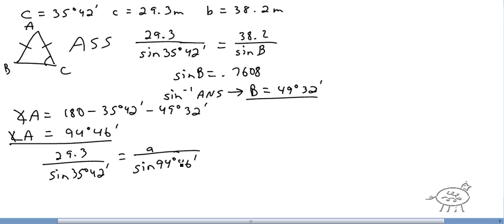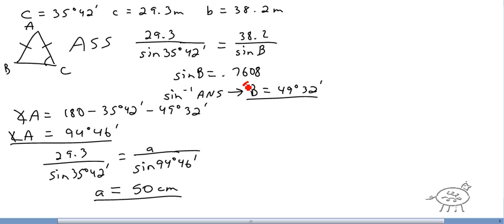Okay, so if I cross multiply and divide, I wind up getting A is equal to 50 centimeters. Okay, so there we go. We have angle B, we have angle A, and we have side A. So those are our three answers. And think about it, when you're given a triangle, you're given three pieces of information, and you have to find the other three pieces of information. Now this is the deal. This is where the ambiguous case of sines comes into play.